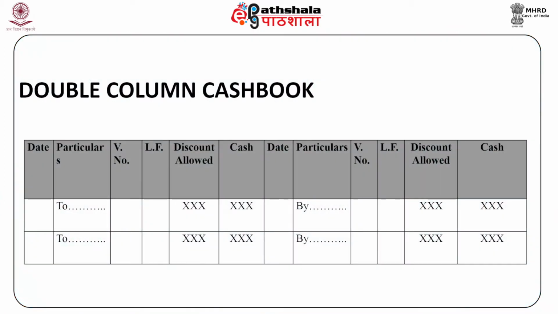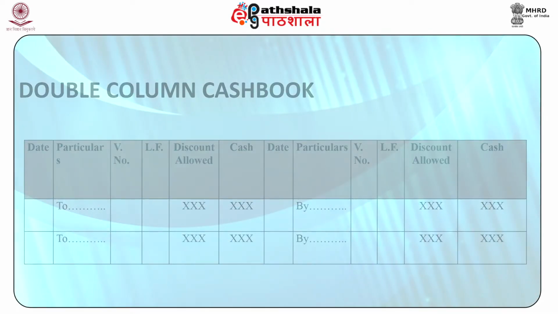This cash book has two columns on each side to record cash transactions and discount allowed and discount received. The debit and credit sides of cash columns record receipts and payment of cash. Discount allowed and discount received are disclosed to the debit and credit sides of discount columns respectively. The cash book is prepared in T-shape format in this manner.